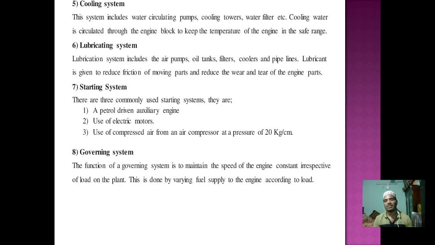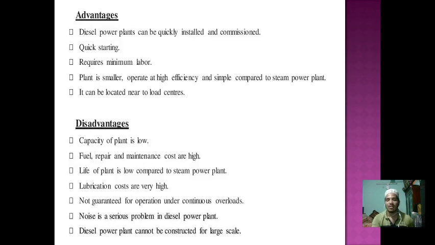Next, the governing system. The function of the governing system is to maintain the speed of the engine constant irrespective of the load on the plant. The main function of the governing is to control the speed of the engine and keep it constant irrespective of load on the plant. It is done by varying the fuel to the engine according to the load.